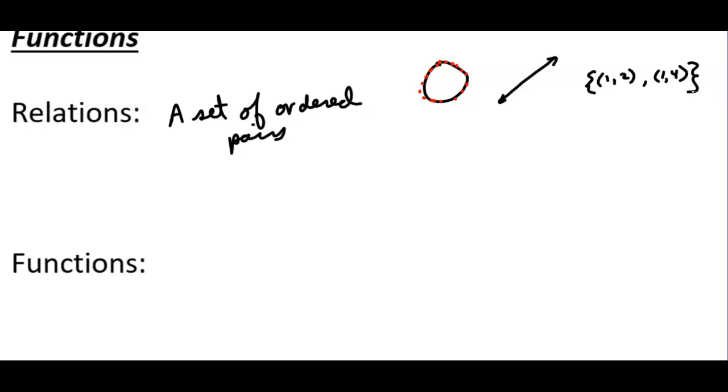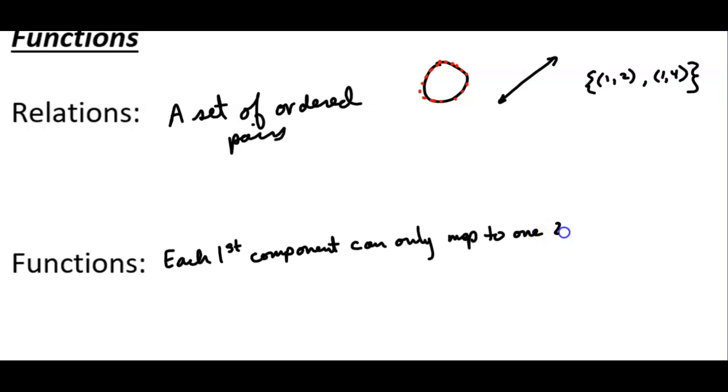Now, in order for it to be a function, each first component, and I'm going to call it first component, the actual name is abscissa, but people don't remember that, can only map to one second component. And the second component is called the ordinate, if you really want to know those names.